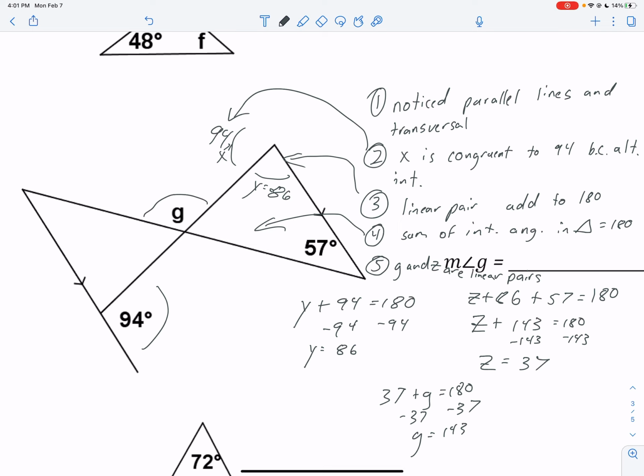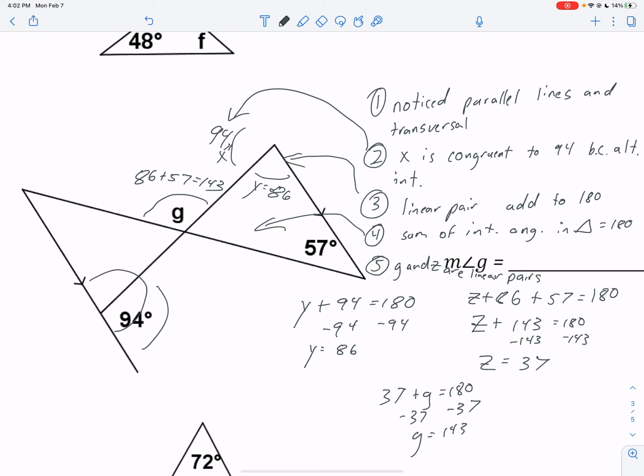This is an exterior angle to that triangle, which means that it is going to be the sum of the opposite interior, or the remote interior. So it's just going to be 86 plus 57, which is equal to 143. We could have gotten our answer right there. We could have gotten our answer a lot of ways.